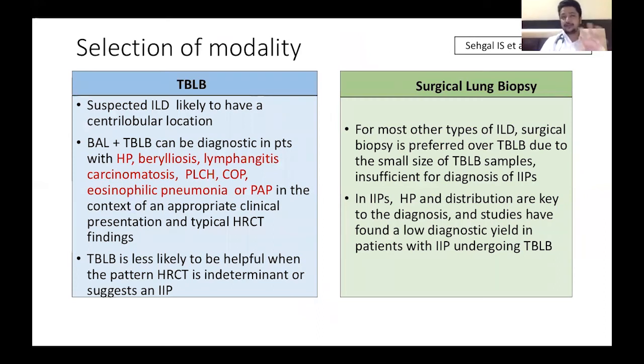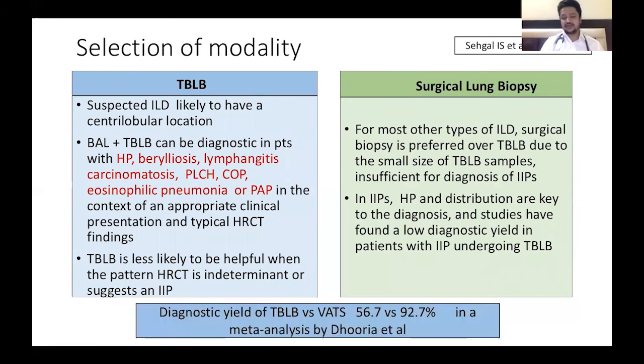If we compare the TBLB with the surgical lung biopsy, that is the open lung biopsy, then TBLB is primarily helpful if the disease is centrally located, around the central part, trachea, bronchioles, and otherwise the surgical lung biopsy is the choice.